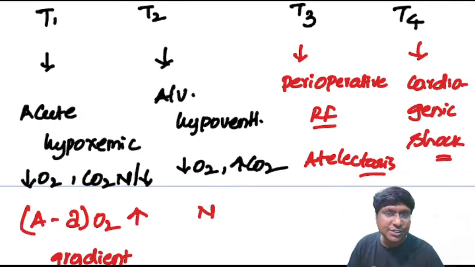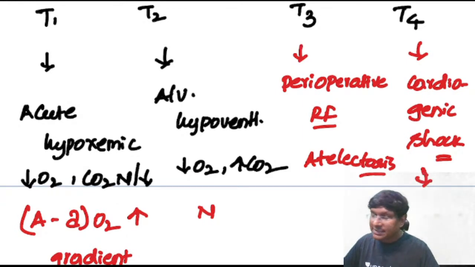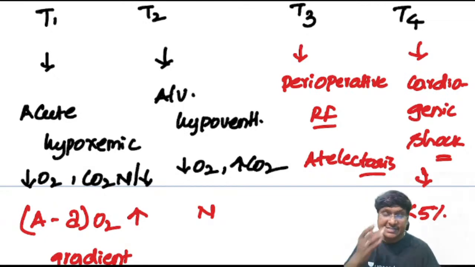Normally, the respiratory muscles receive less than 5% of the cardiac output. But once there is cardiogenic shock, the respiratory muscles don't receive an adequate amount of blood supply and they get paralyzed. That is what is type 4 respiratory failure. So this is about the 4 important types of respiratory failure: type 1, type 2, type 3, as well as type 4.